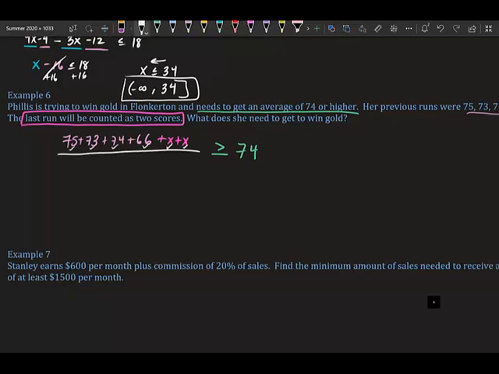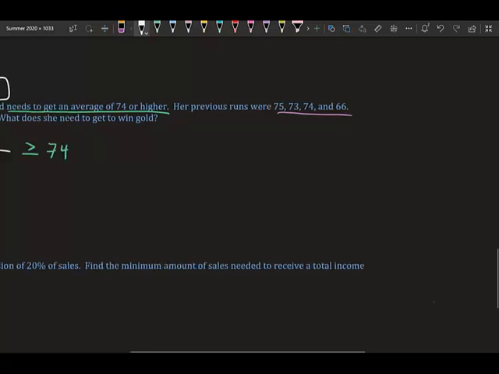So we have how many runs she's doing. It's 6 runs because the last run counts as 2. So like the one run counts as 2, so it's technically 6 runs. So now we need to solve for x. So we're going to add up all our numbers.